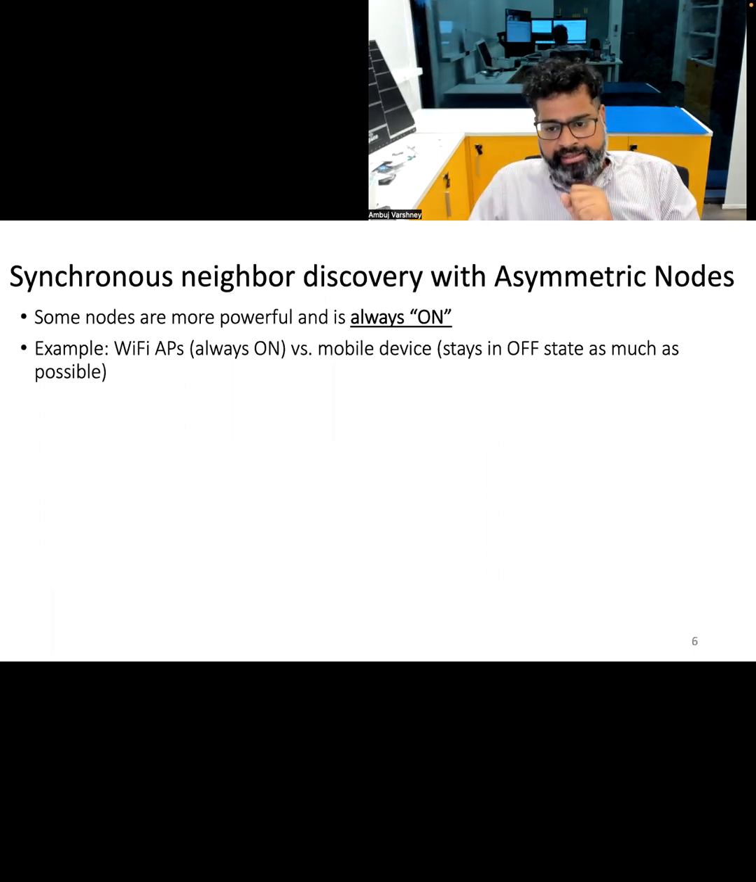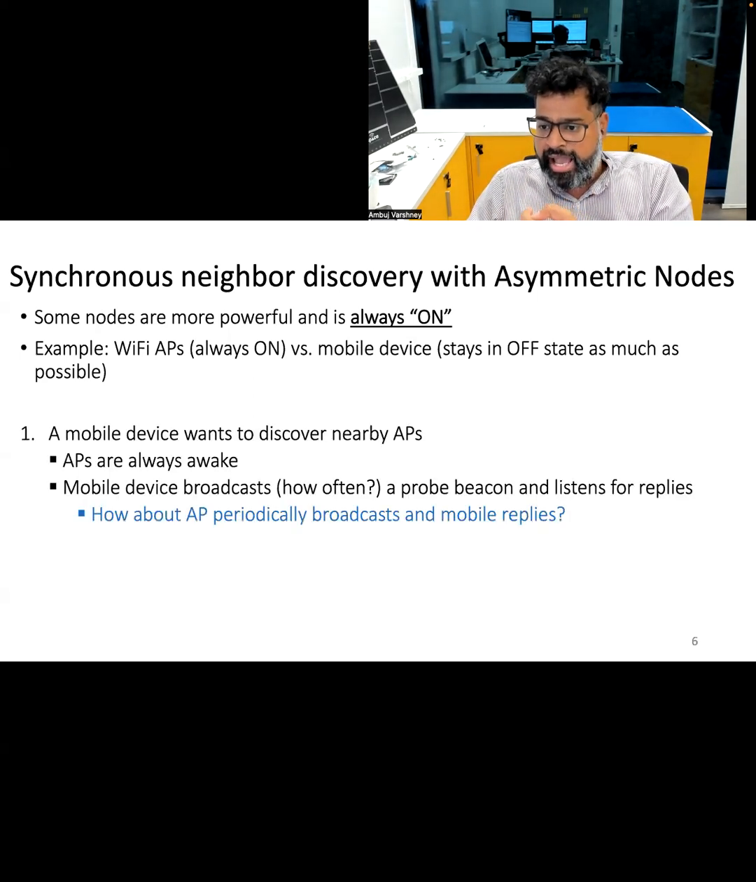There are also examples of synchronous neighbor discovery where there are asymmetric nodes. This means that some nodes are more powerful than others. A good example is a Wi-Fi network. In the Wi-Fi network, the access point is typically always on, whereas the mobile phone and other such devices are duty cycling and are typically sleeping for most of the time. In this case, one way to implement neighbor discovery would be for the mobile device or the access point to send a beacon and wait for a reply from the other party.